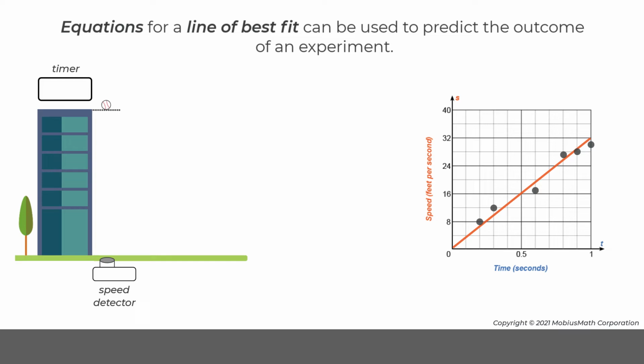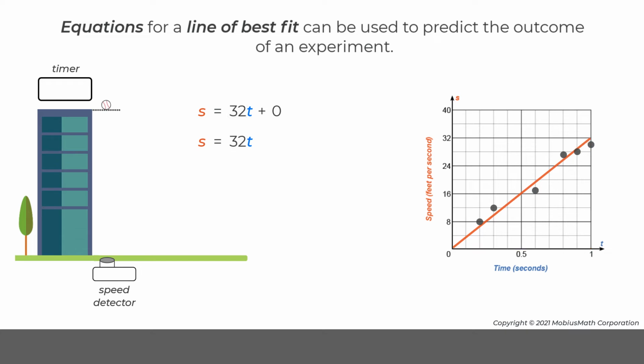Equations for the line of best fit can be used to predict the outcome of an experiment. For example, the equation for the line of best fit for the ball dropping experiment is S equals 32t plus 0, or just S equals 32t. Notice that the vertical axis intercept for the line of best fit is 0. Also, notice that the slope of the line of best fit is the change in the speed divided by the change in time, which is 32, the coefficient of t in the linear equation.